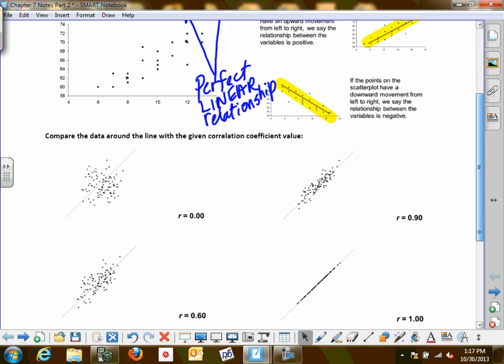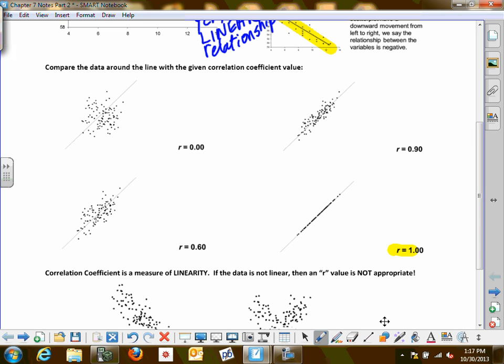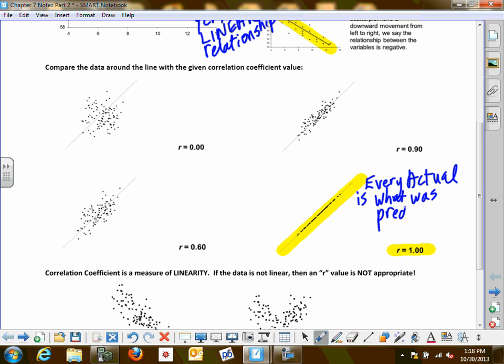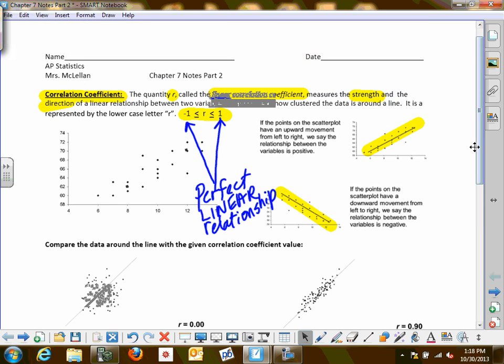What that would look like is this picture right here. An R value of 1 would mean that every actual piece of data is what was predicted. So do you see how every piece of data is on the prediction line perfectly? Okay, that's what the correlation coefficient of 1 would imply. Now, negative 1 is the exact same thing, just in the negative 1 direction. Okay, so these negatives and positives are the same strength, just in a different direction.